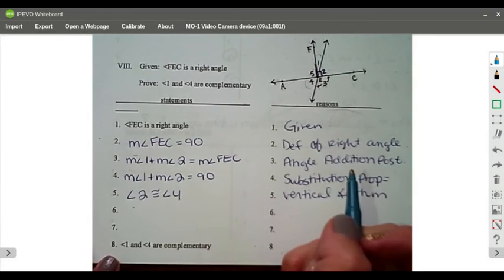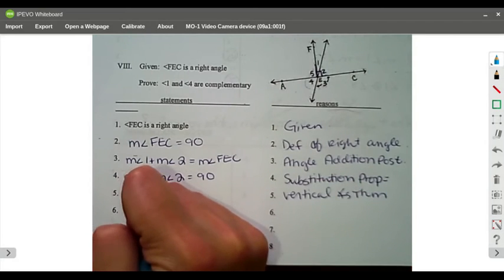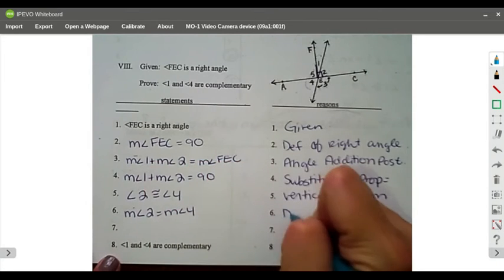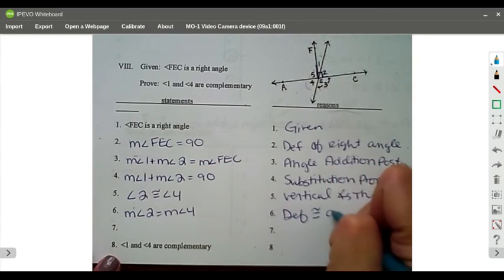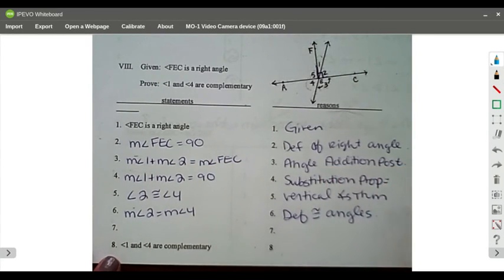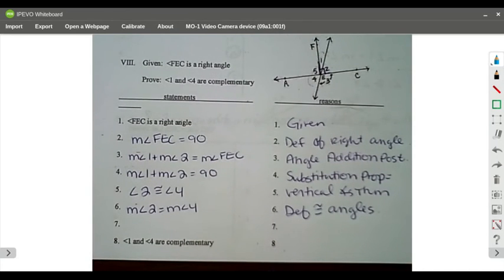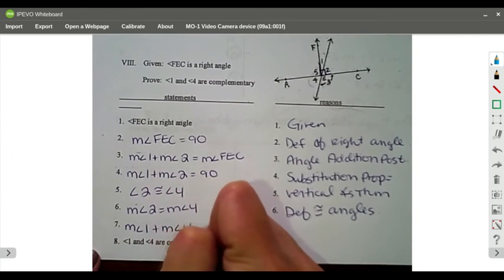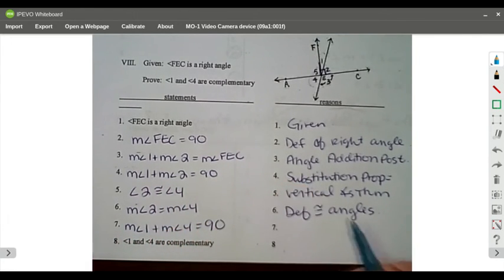In order for me to substitute one out for another, I have to say that their measures are equal, which is the definition of congruent angles. Okay, now that I have it in the measure form, I can swap one out for another and say that the measure of angle 1 plus the measure of angle 4 equals 90. So do we see how now, since 1 plus 4 equals 90, we can say that they're complementary?